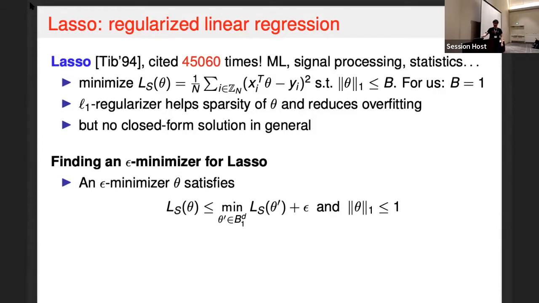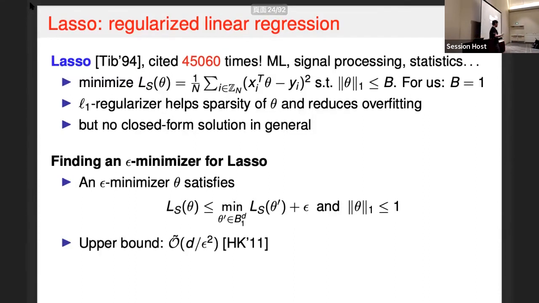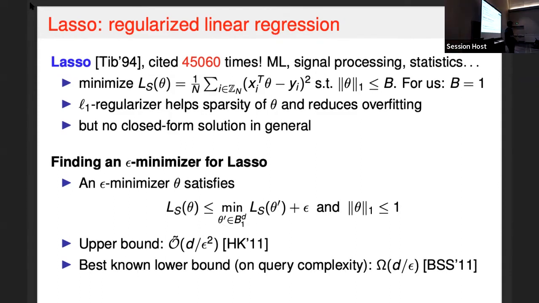And this problem is actually quite well studied in the classical case. We know both upper and lower bounds. In 2011, Hazan and Koren provided an upper bound that runs in d over epsilon squared time. And in the same year, Cesa-Bianchi, Shalev-Shwartz, and Shamir provided a d over epsilon lower bound for this problem. Please note that in this talk, when I talk about upper bound, I always mean time complexity, while when I talk about lower bound, I always mean query complexity.